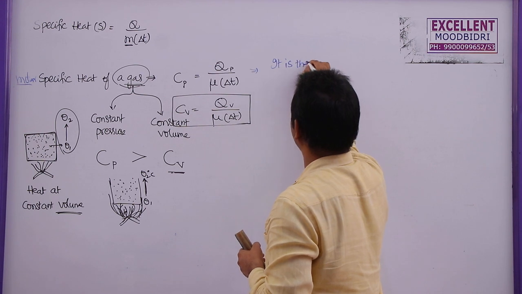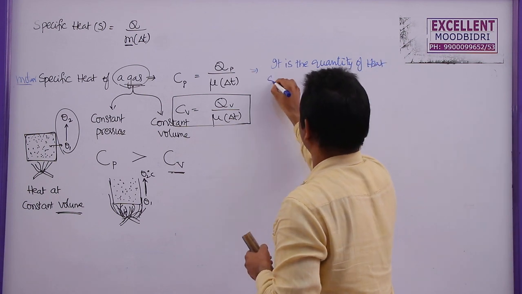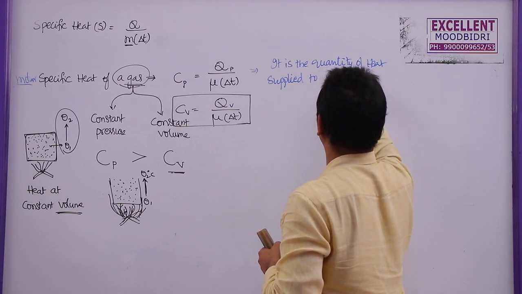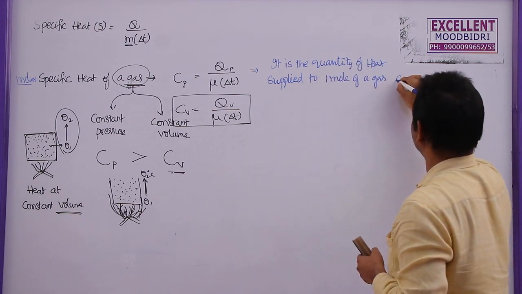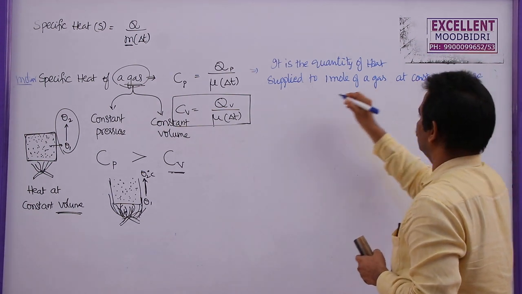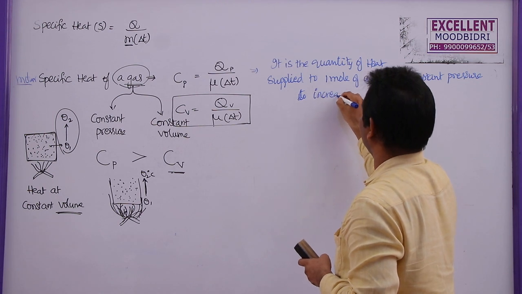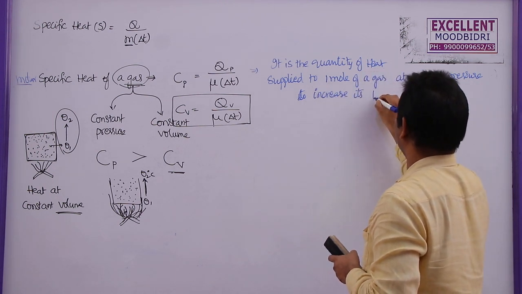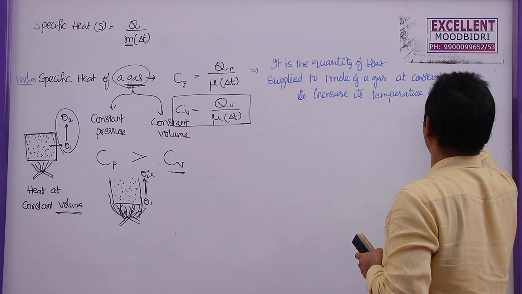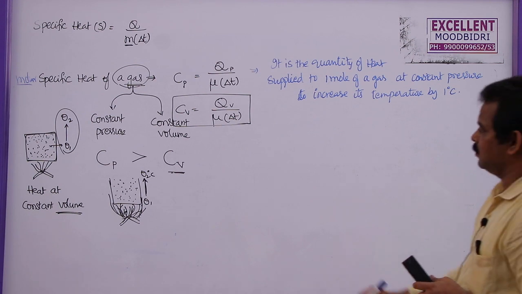It is the quantity of heat supplied to 1 mole of a gas at a constant pressure to increase its temperature by 1 degree Celsius is known as molar specific heat of gas at constant pressure.